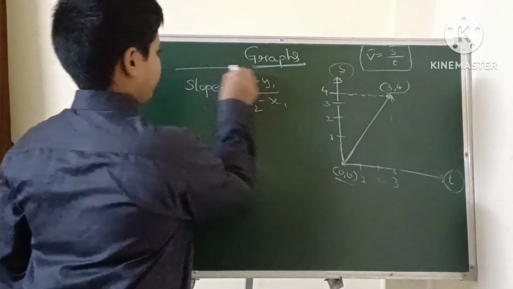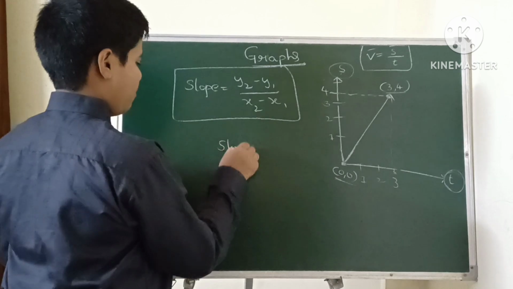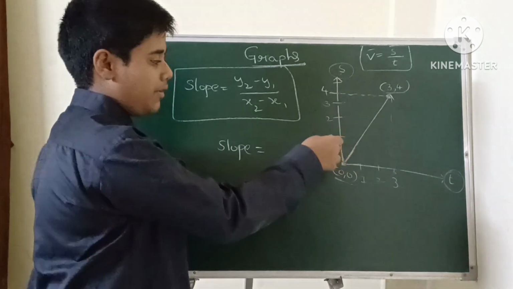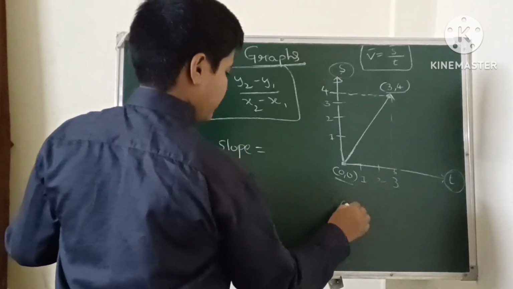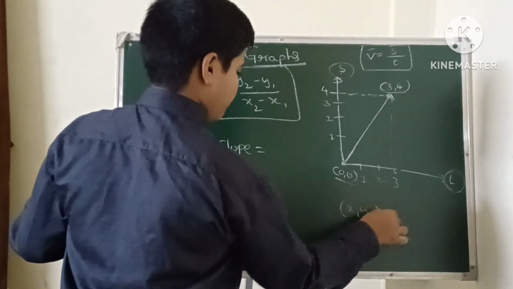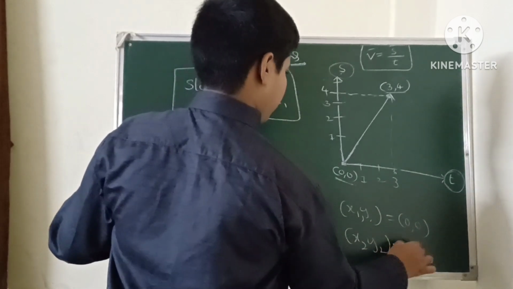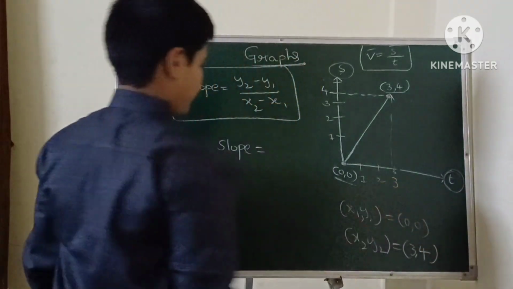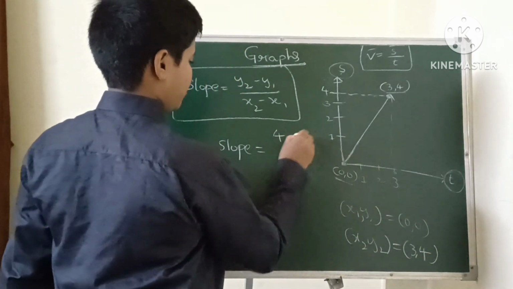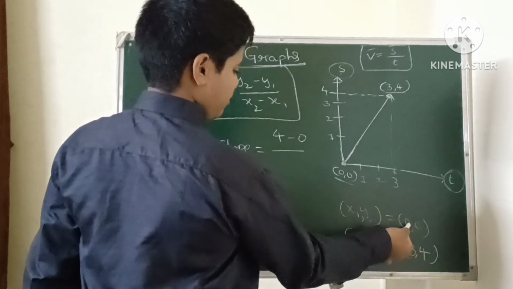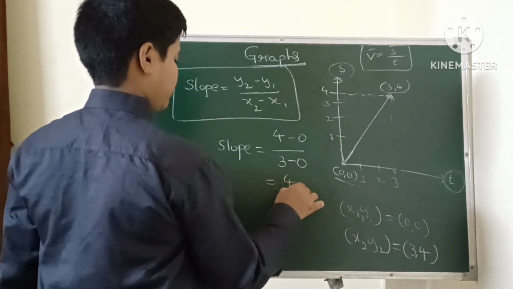So here slope means y2 minus y1 by x2 minus x1. Here, if I find the slope of this graph, the slope means y2, this is y2. Here I am writing x1, y1 means 0, 0. x2, y2 means 3, 4. So y2 means this, y1 means this. So 4 minus 0 by x2 means this, x1 means this, 3 minus 0, which means 4 by 3.